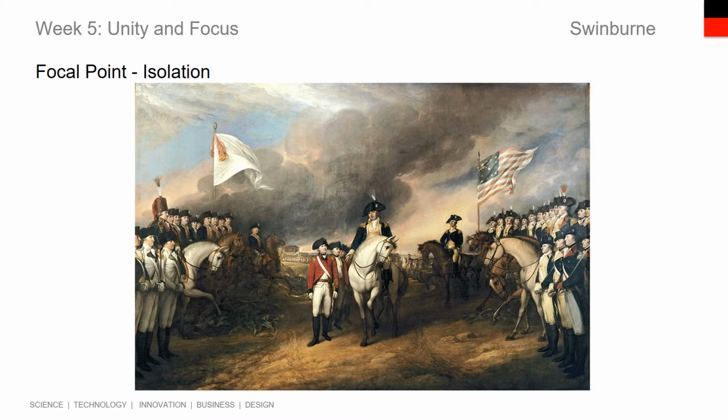The painting in this slide, The Surrender of Lord Cornwallis by John Trumbull, makes it very clear which figure we should be looking at. The repetition and proximity of the soldiers make them appear nearly as a single entity, whereas the isolation of Lord Cornwallis draws our gaze and shows that he is the most important figure in this painting.